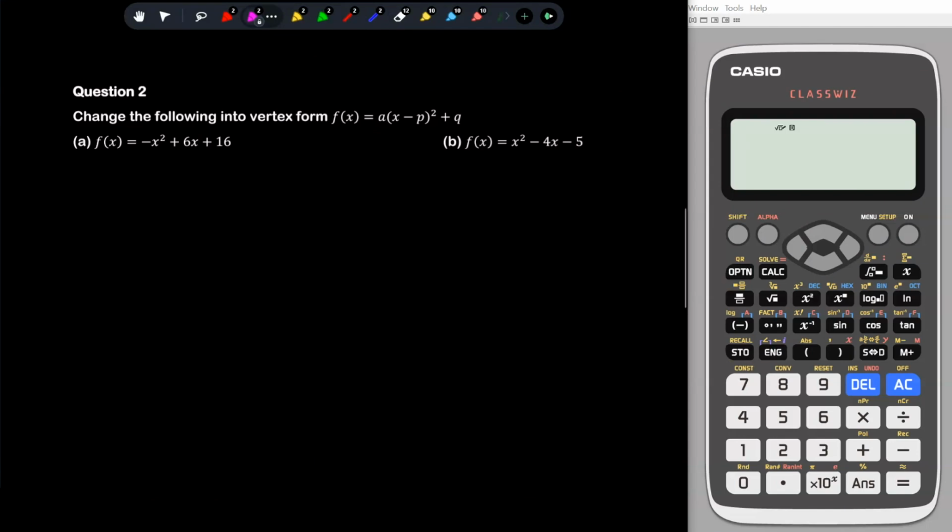Let's look at question number 2. For this question, I'm going to show you how to change the following into vertex form, which is f(x) equals a(x minus b) whole square plus c. And this is very, very important. All students must know how to change to vertex form. Okay, let's look at a.